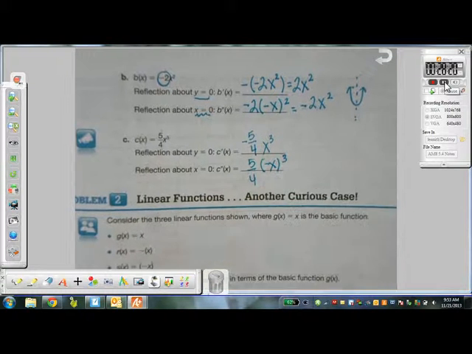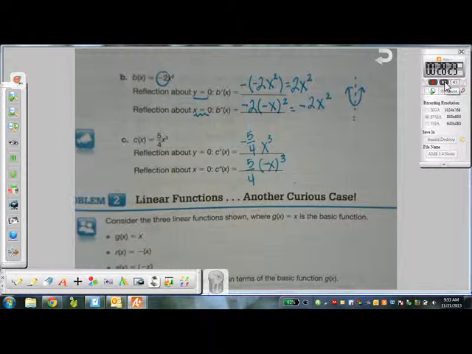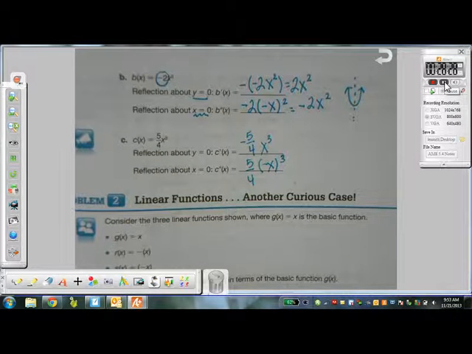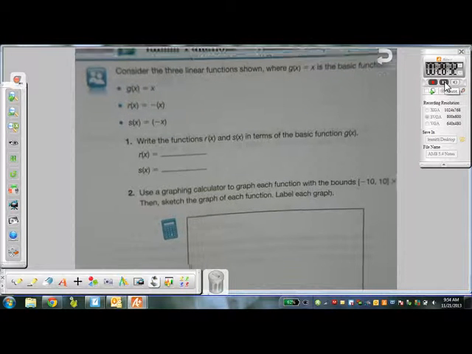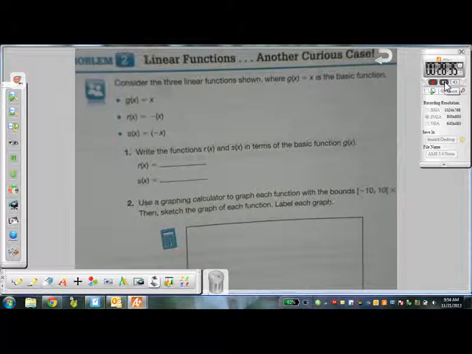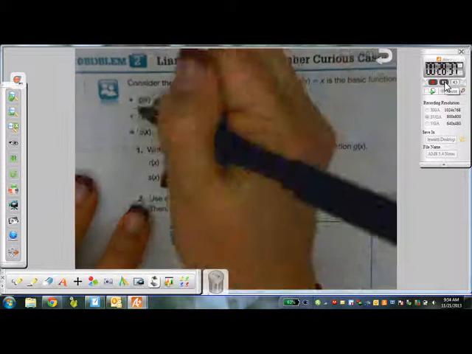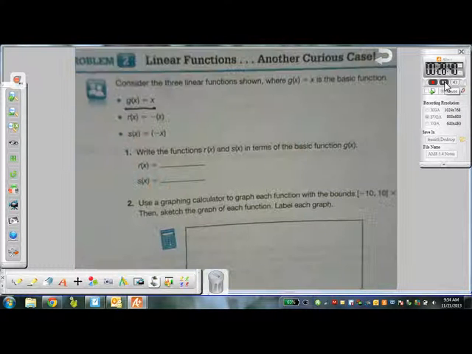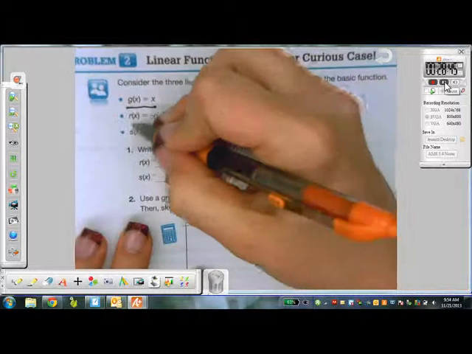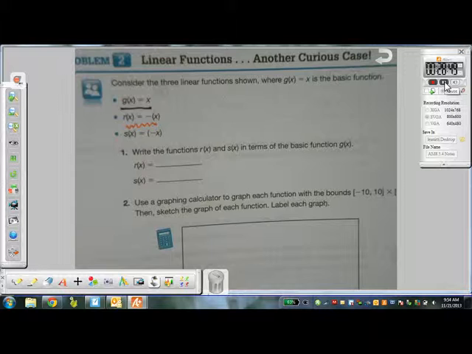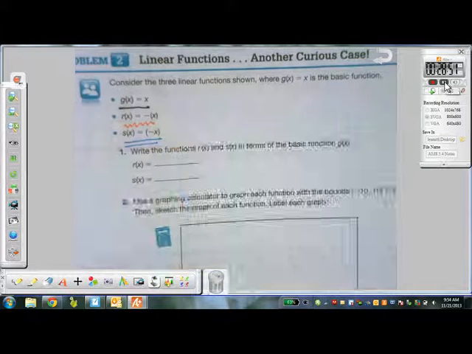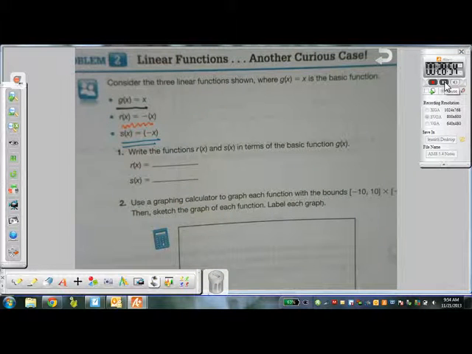You guys good? Okay, let's look at linear functions really quick, and then we'll be done. So looking at problem 2, I am giving you the 3 linear functions. Your base function is g of x equals x, so that's really easy. My next function, r of x, is equal to negative x, and s of x is equal to negative x. What do you guys notice about these two things?